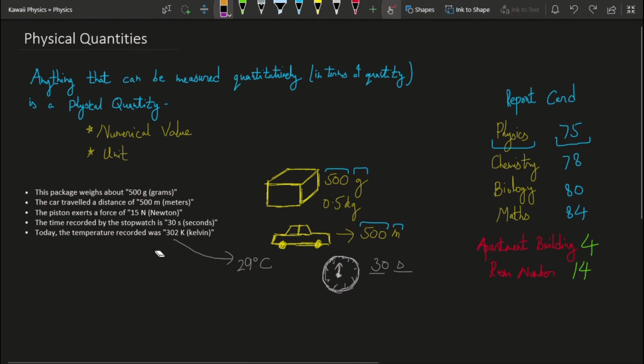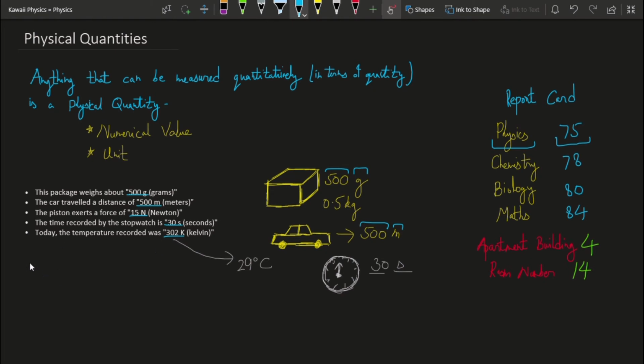The same goes with every single example of it. So these are the physical quantities. You need a numerical value and a unit in which you are measuring something. And there are two categories in physical quantities. We will talk about that now.